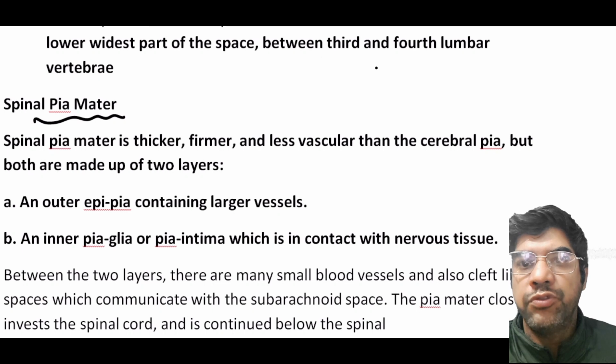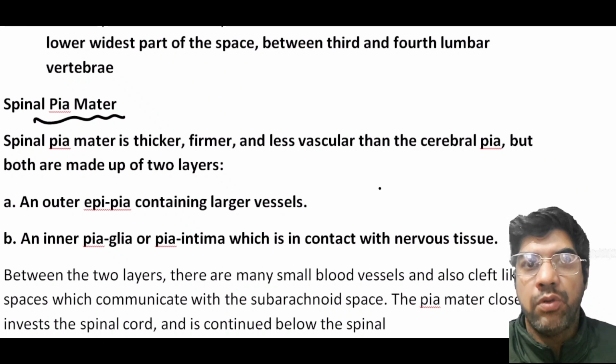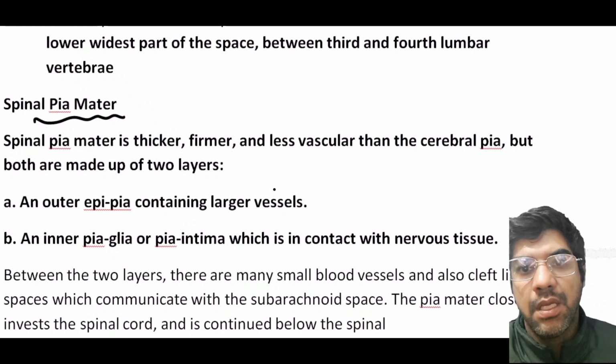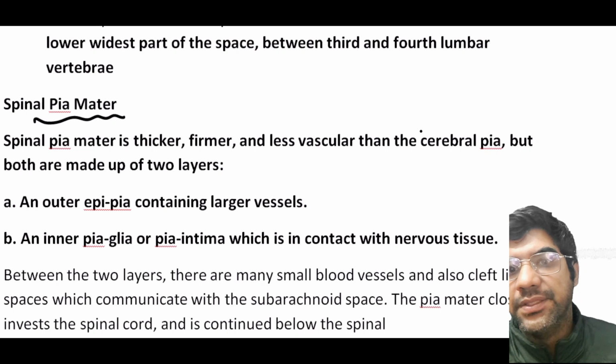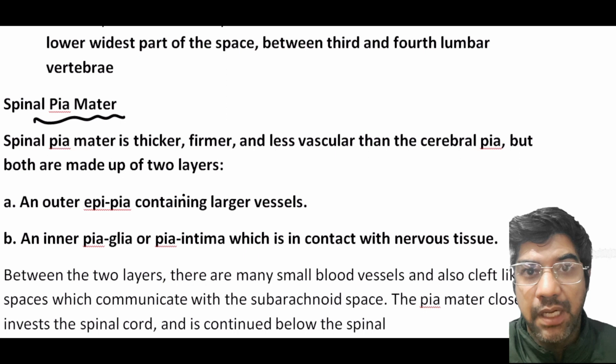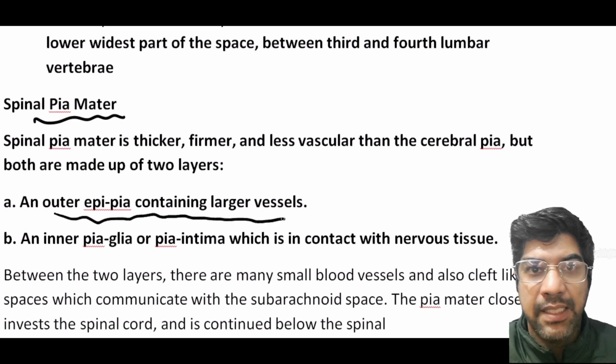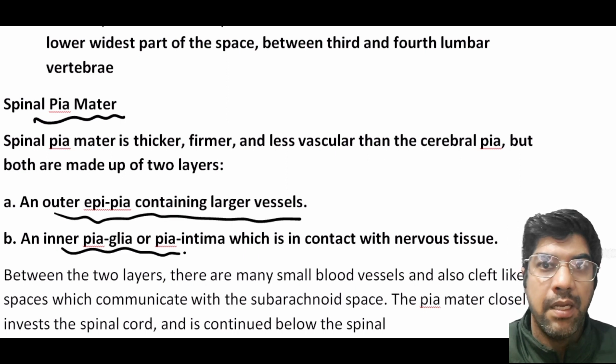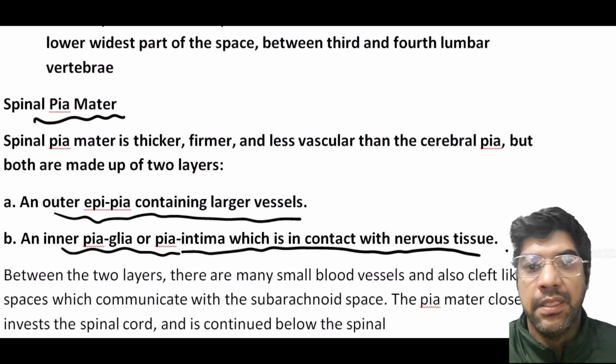The next layer is the firm pia mater. Moving close to the center, we encounter the firm pia mater, the innermost layer, adhering closely to the surface of the spinal cord, providing support and nourishment. And remember that together the arachnoid and pia mater form the leptomeninges. The spinal pia mater consists of two layers: the outer epipia containing large vessels and the inner pia glia, which is in contact with the nervous tissue.